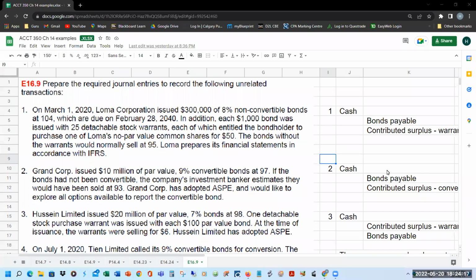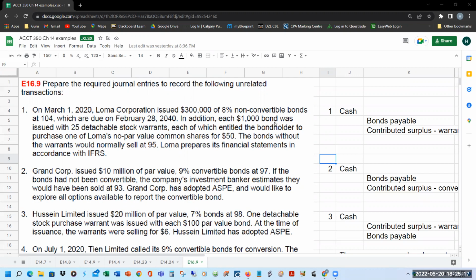For this particular video, I'm going to talk about exercise 16.9. There are some unrelated transactions that are talked about in the exercise, and what we're going to do is record journal entries for these transactions. So in the first case, on March 1st, 2020, Loma Corporation issued $300,000 of 8% non-convertible bonds at 104, which are due February 28, 2040. So long duration, 20 years. In addition, each $1,000 bond was issued with 25 detachable stock warrants, each of which entitled the bondholder to buy one of Loma's common shares for $50. The bonds without these warrants would normally sell at 95.